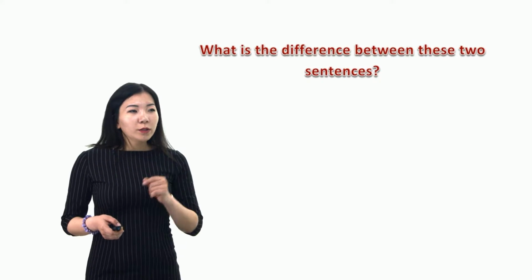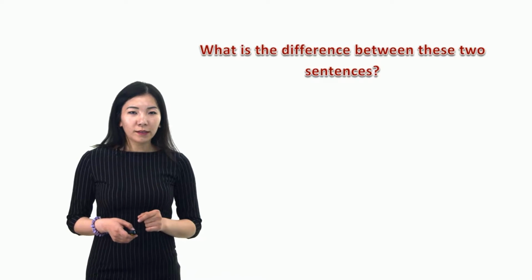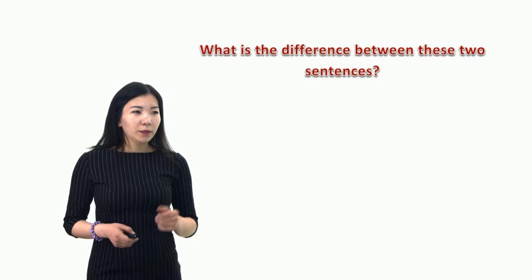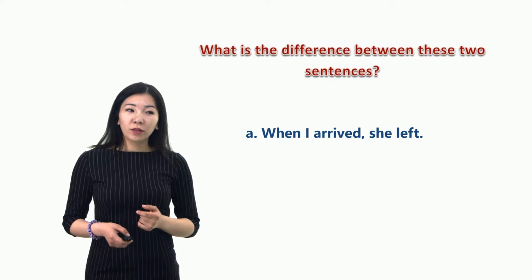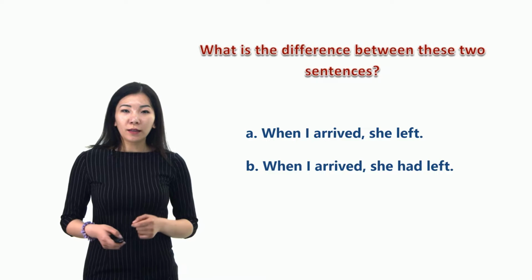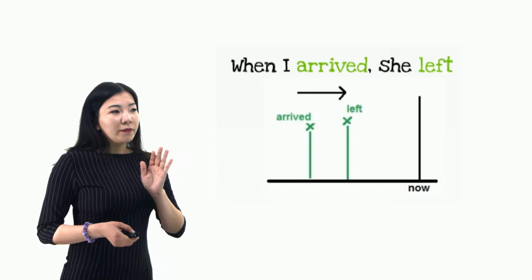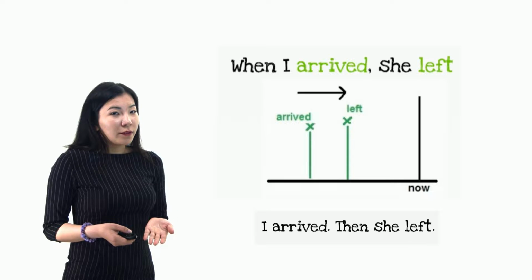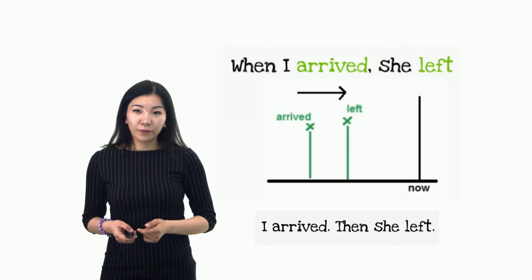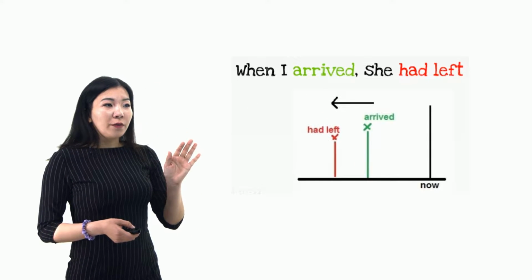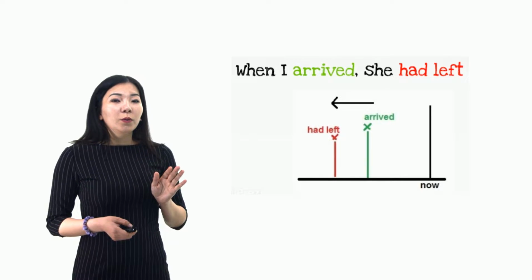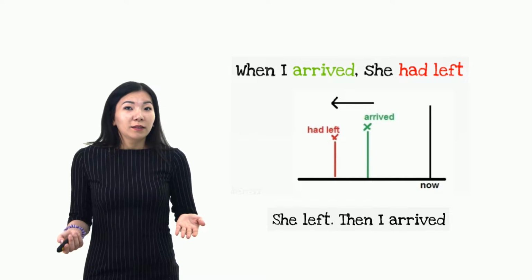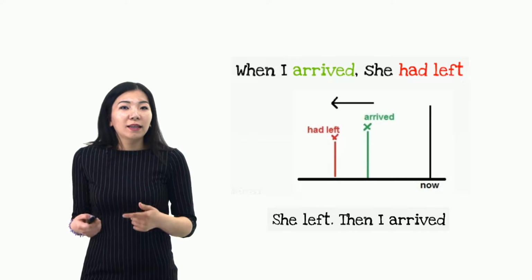So first, I want you to look at these two sentences in the past and find the difference between them. First, when I arrived, she left. When I arrived, she had left. So when we say, when I arrived, she left, we mean that I arrived first, then she left. While in the sentence, when I arrived, she had left, we mean that first she left and then I arrived.